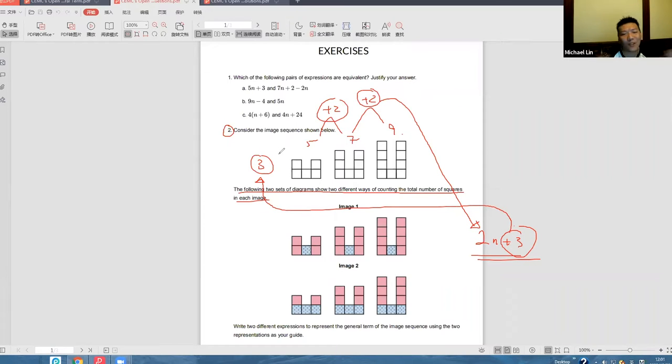Okay? Again, if you don't like to think about it that way, you could calculate the difference. I don't care. It's up to you. But 2n plus 3 is indeed one of the possible answers. Very good job. Who can tell me another way to express this?